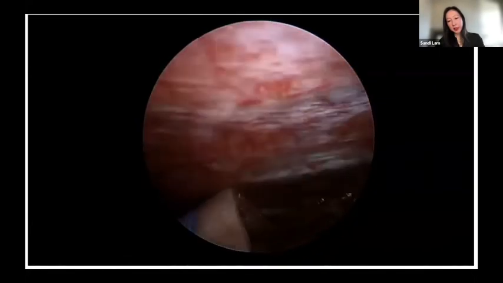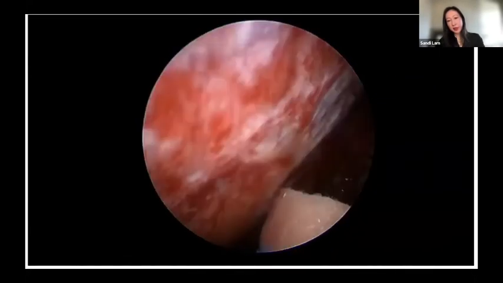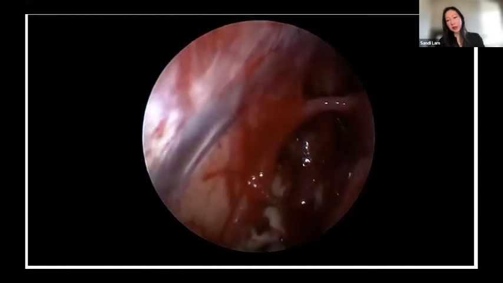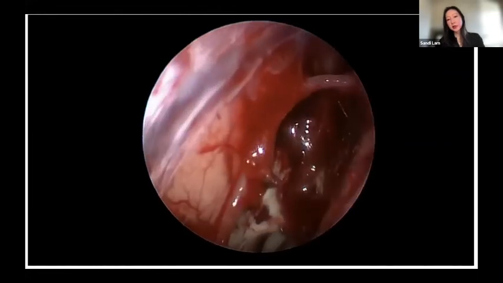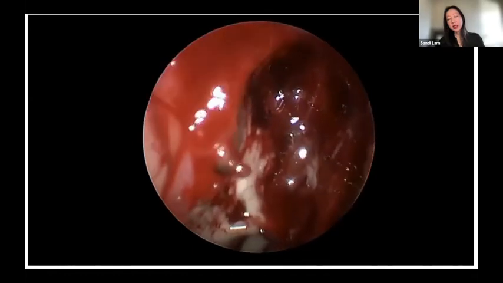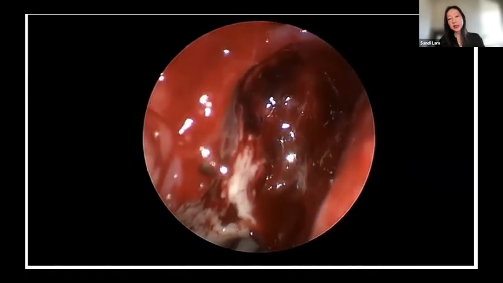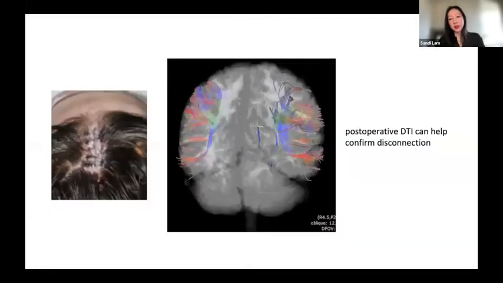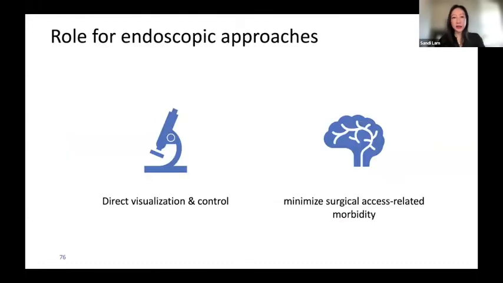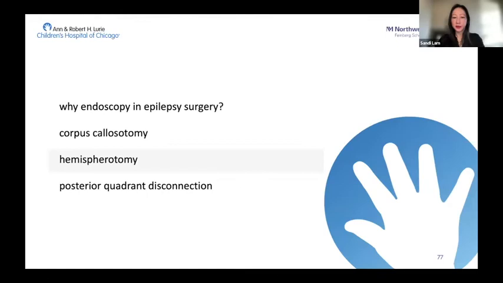And then here, look back to the body of the corpus callosum. Look along the falx. And then be able to look all the way back to my splenium, where I can see the great veins on the other side of the arachnoid. So I look with postoperative diffusion tensor imaging for tractography to make sure as well that we've disconnected. So really, you can see a direct visualization and control, but we're trying to minimize the surgical access corridor.